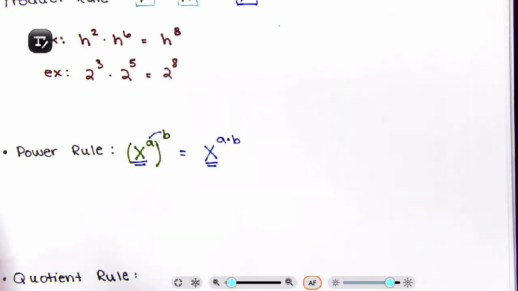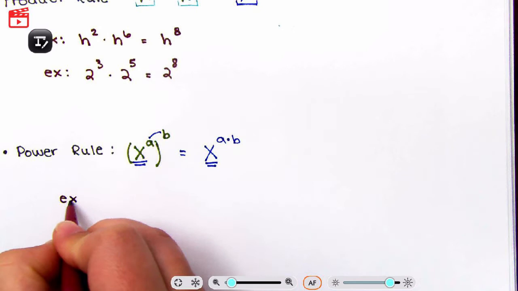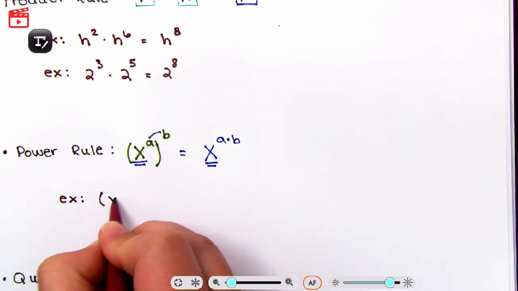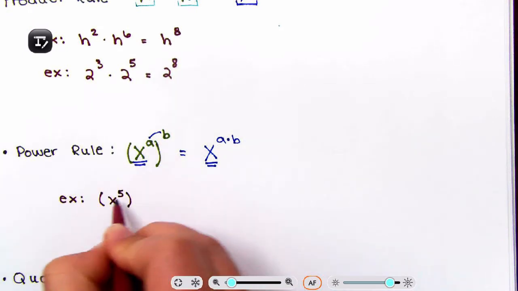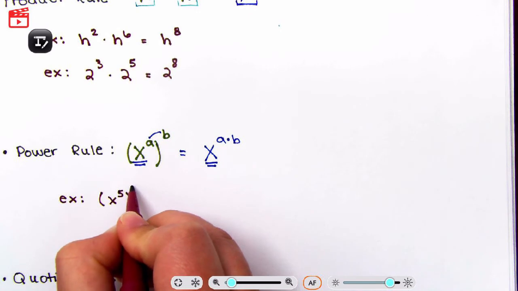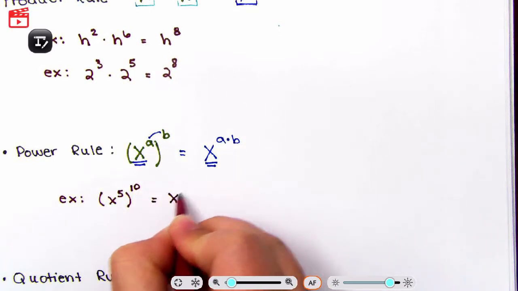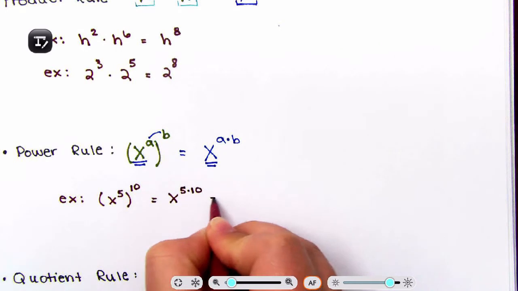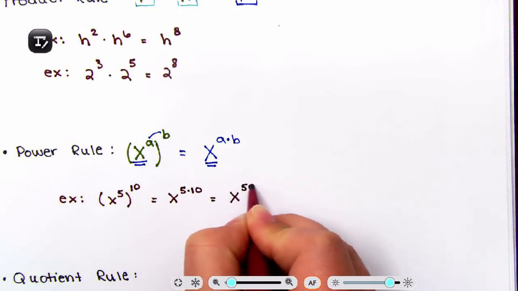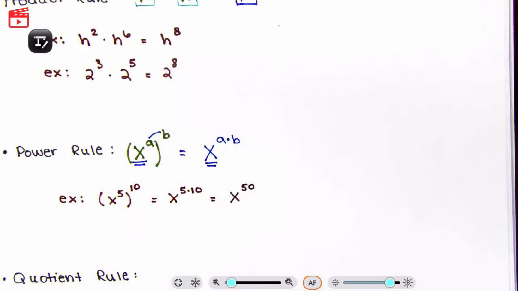For example, if I have x to the 5th power and that's being raised to the 10th power, so x to the 5th power being raised to the 10th power, I'm going to say I have x to the 5 times 10, which means I have x to the 50th power. You're going to multiply that.